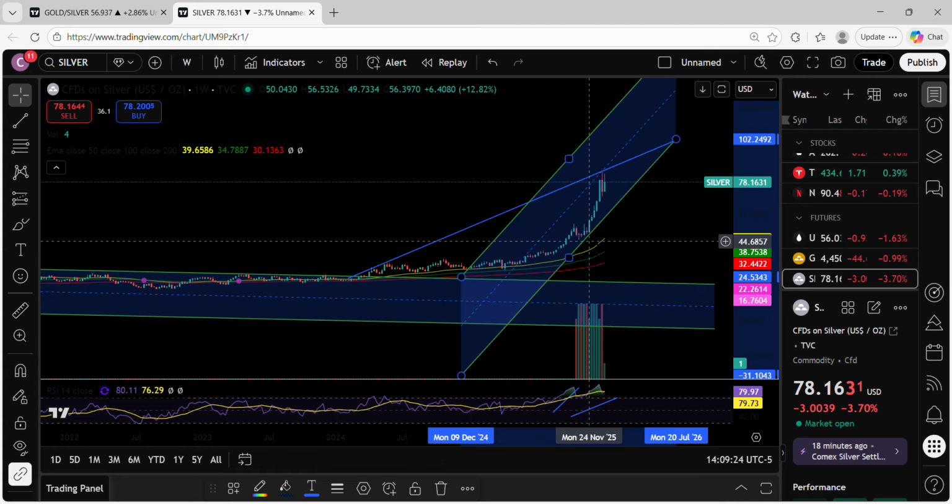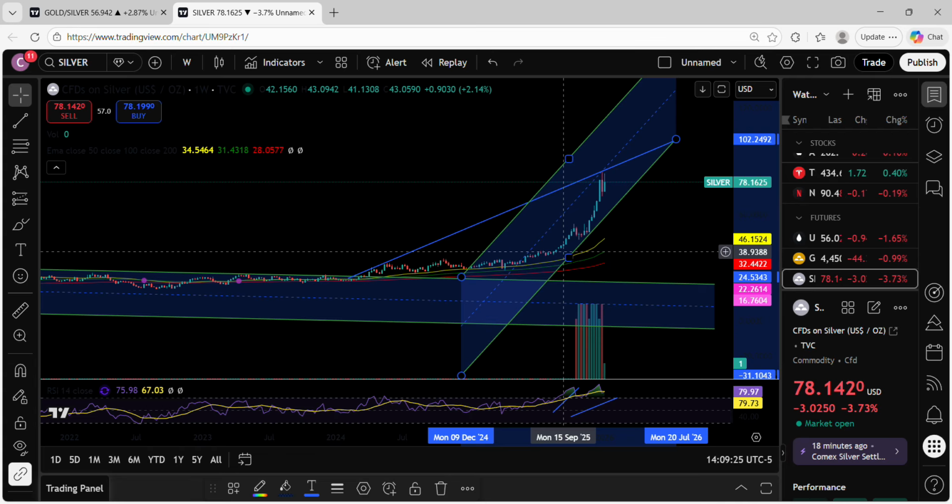And you could potentially have a push that could lead you to the top portion of this new parallel. But again, you first have to break the midpoint of this new parallel that we've drawn. So keep an eye on this midpoint area of this new parallel that I've drawn. So that's the first key area that I think we could look for if silver continues to push higher in the short term.